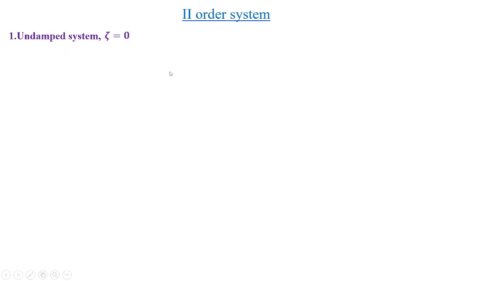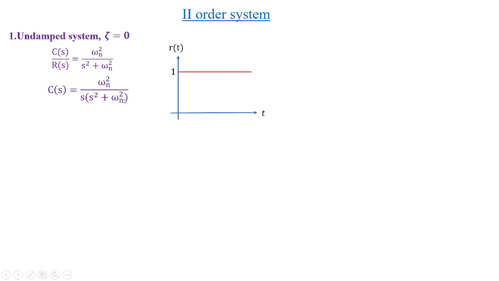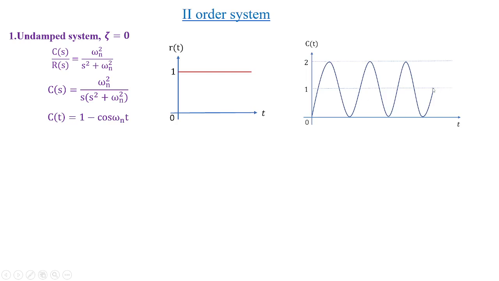So let us summarize the overall second order system for different values of zeta. For zeta equal to 0, we had the transfer function which is omega n square by s square plus omega n square, and C of s is omega n square by s into s square plus omega n square. For this we applied the partial fractions, then the inverse Laplace, and we got the value of C of t which is equal to 1 minus cos omega nt. This type of equation results in this kind of waveform, which is repeated oscillations.